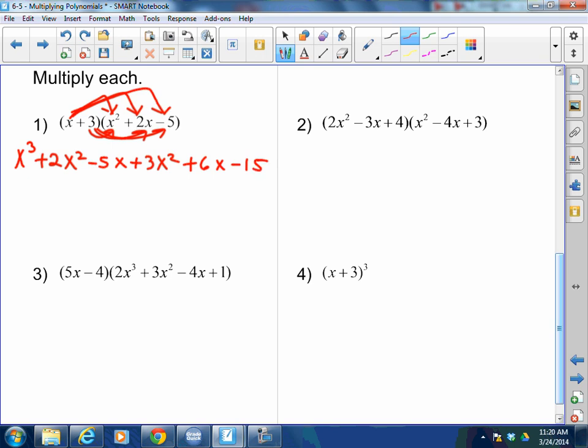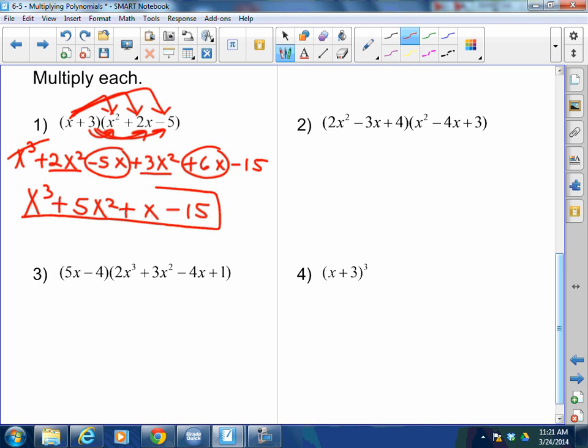Now, let's add the like terms. What do we got? X cubed plus 5x squared. No, plus x. Negative 5x plus 6x is positive x minus 15. Guys, are you noticing that this is just all the same skills that we've already learned? There's nothing new really in this lesson. It's just putting it all together.